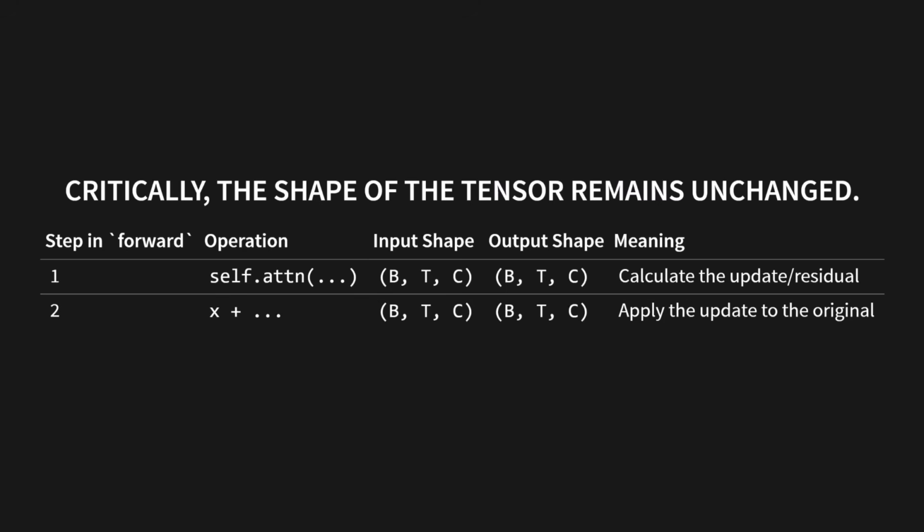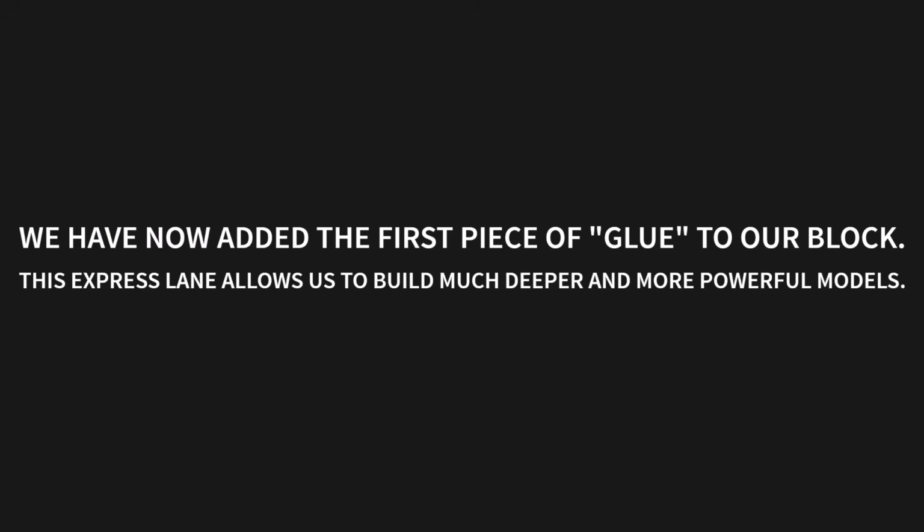Look at this table. In step 1, the self.attention operation takes an input of shape BTC and produces an output of shape BTC. Its whole purpose is just to calculate the update, or the residual. Then, in step 2, the x plus operation takes that same shape, BTC, and outputs, you guessed it, BTC. Its only job is to apply the update to the original. We have now added the first piece of glue to our block. This express lane is what allows us to build much deeper and much more powerful models. But a highway with no rules can lead to chaos.